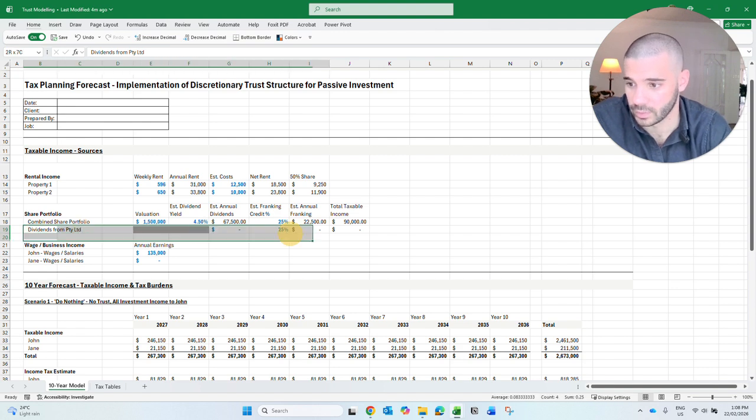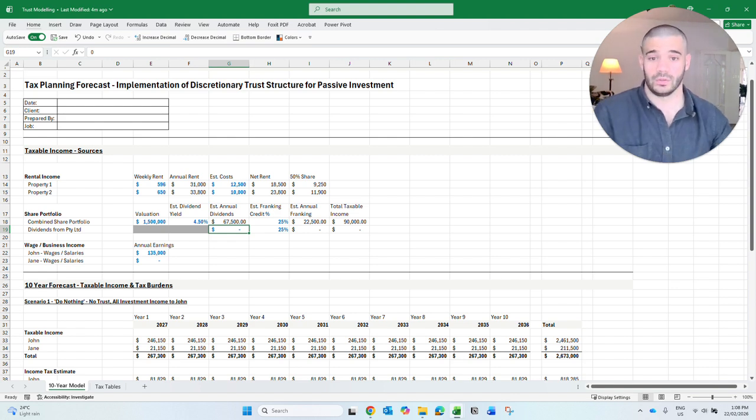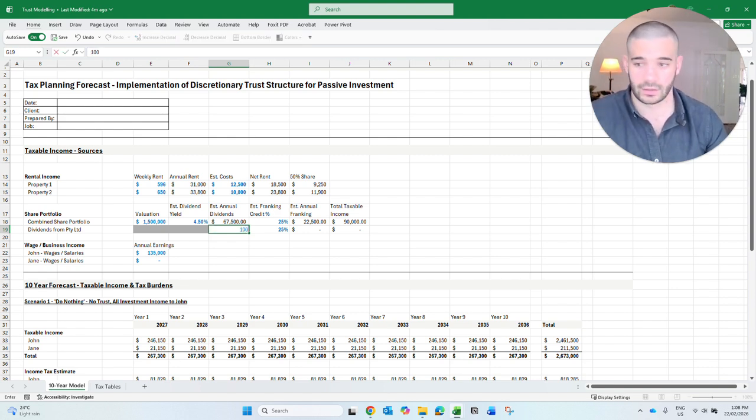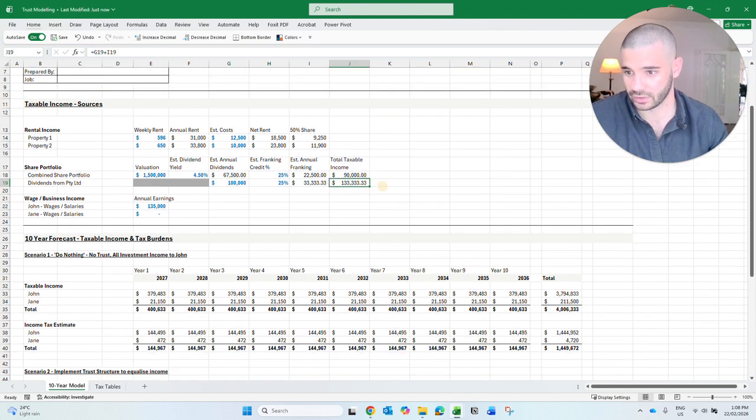And so, for example, if you were going to do that with this model, you might say the business had a good year and you were going to pay out a dividend of, get my zeros right, $100,000, okay? Now, again, with the franking credits, that means we have $133,000 worth of taxable income that we need to deal with through the trust.